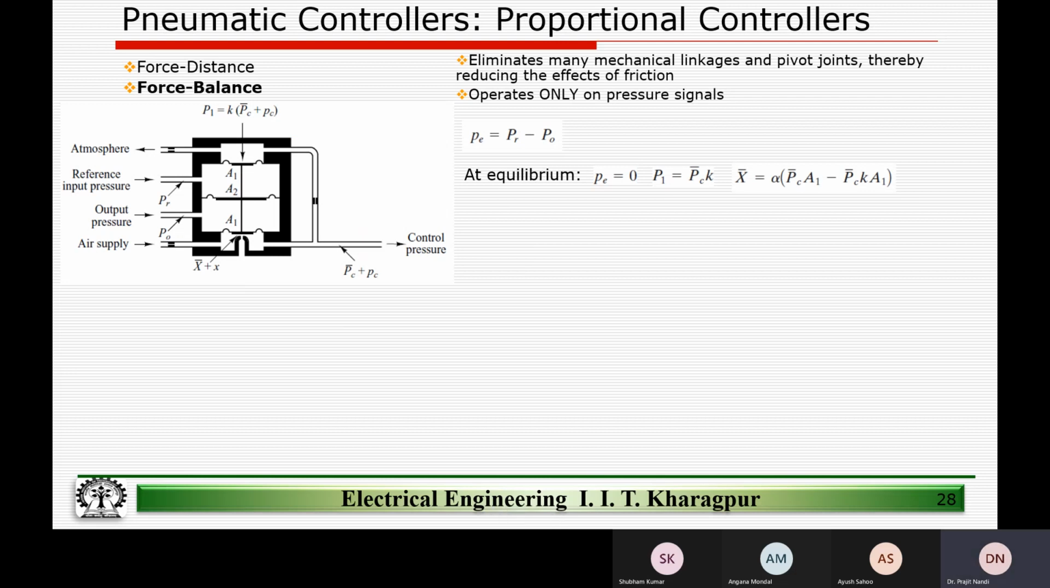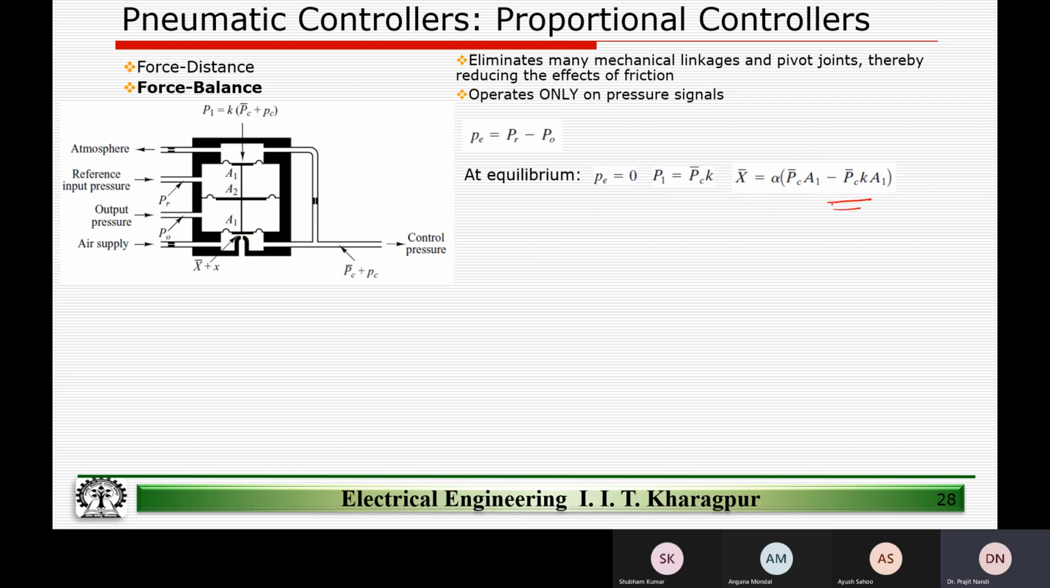And in that case, what we can say is x bar, we are talking in the equilibrium condition, is equal to alpha times the pressure that we see here. So this area is A1. If you see, this is PC. So the pressure that is applied on this surface is PC times A1, right? And the opposing pressure that we have is minus, so this pressure that we see here is PC times K times A1.